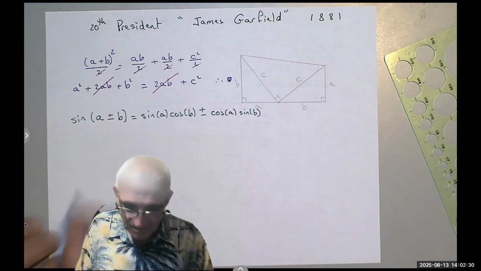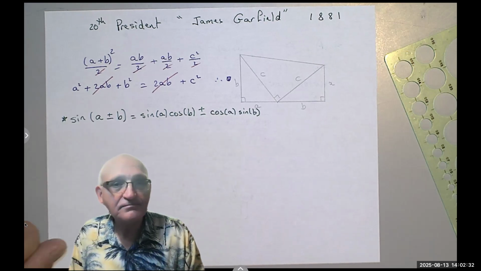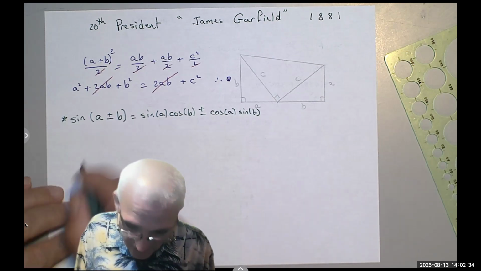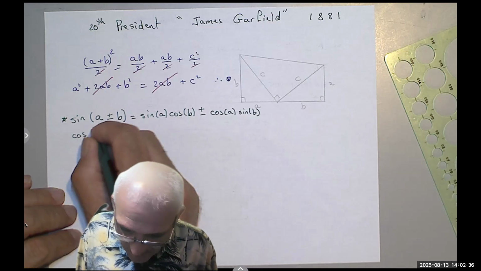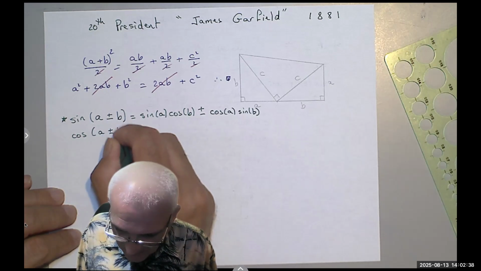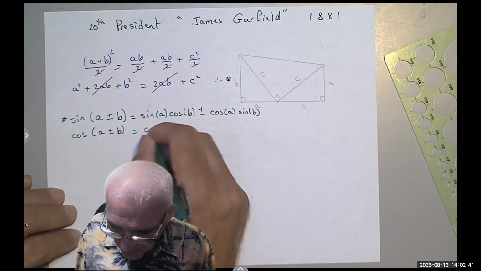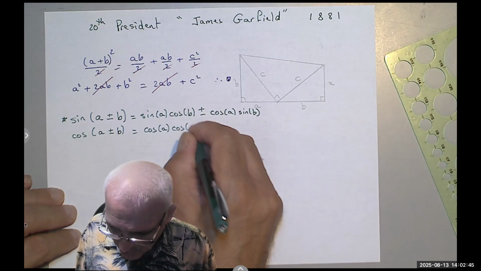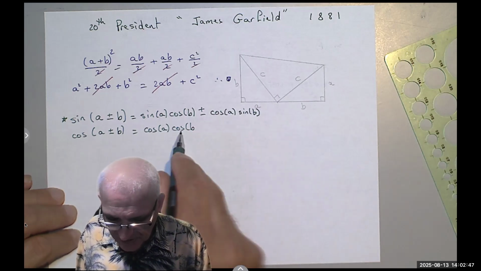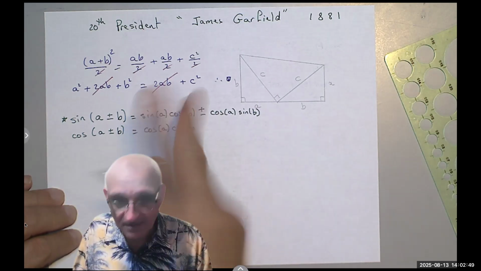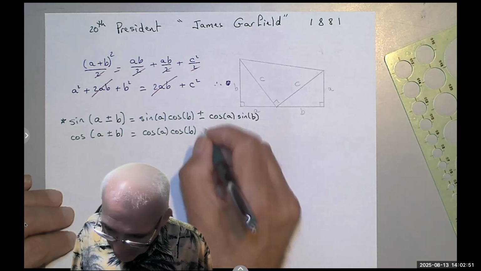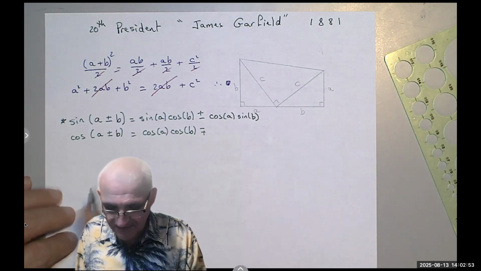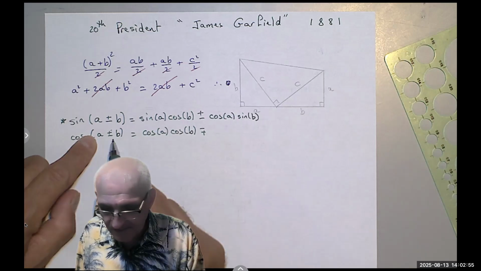This is an important property. You can apply it to cosine. So if you do cosine A plus or minus B, you get cosine A cosine B. Notice when it's cosine, they are both cosine. When it's sine, you alternate. Minus plus, meaning if it's plus, you subtract. If it's minus, you add.